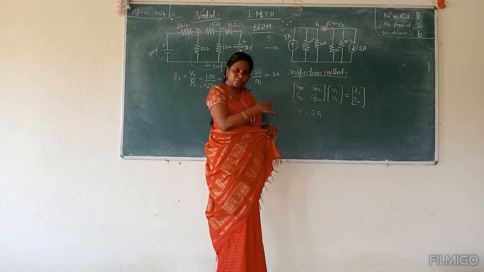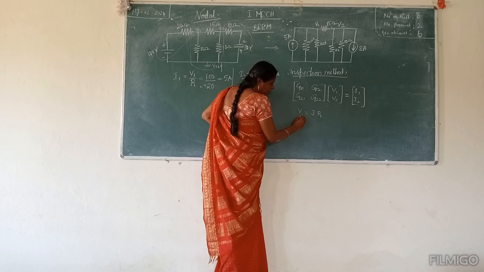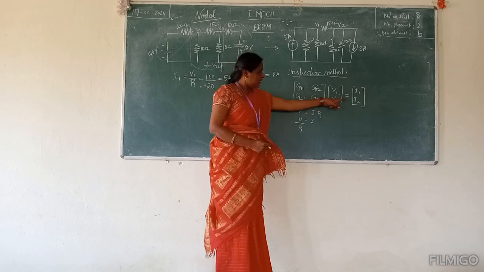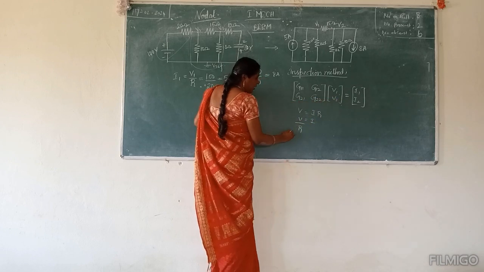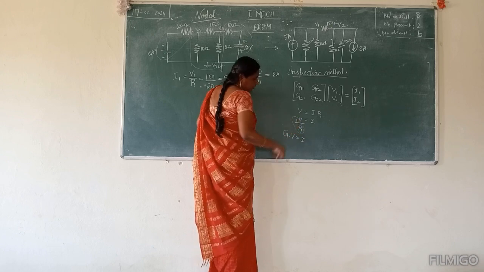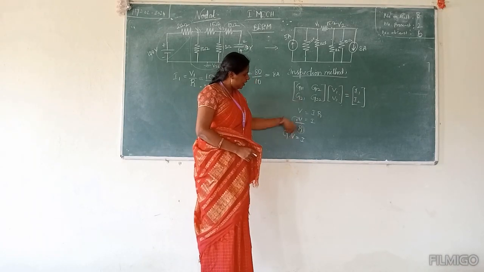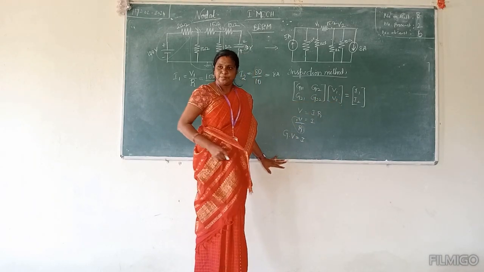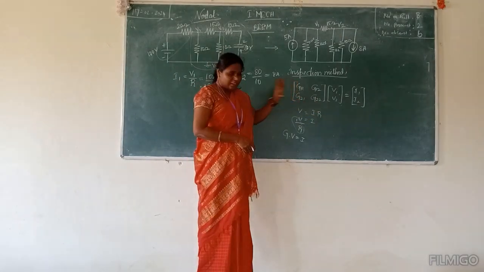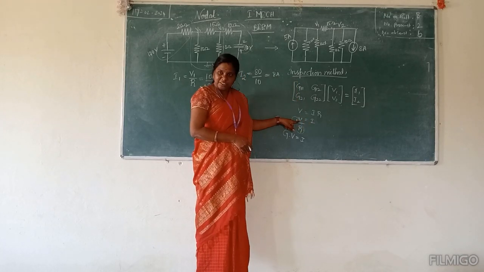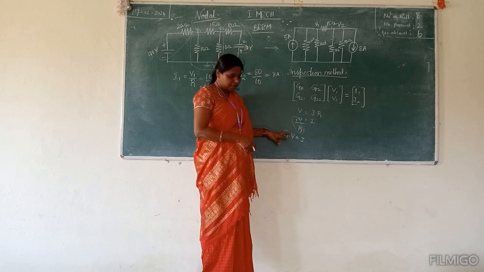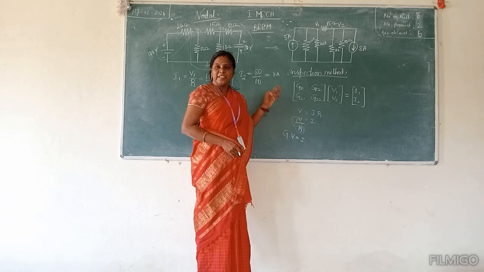Now voltage is unknown. We should rewrite this formula in such a way that I is equal to V by R. 1 by R is what? G. So G into V is equal to I. In mesh analysis, we used V is equal to I into R. Now it is nodal analysis. I have unknown voltage, current is known. Right? So I should rewrite I is equal to V by R, and 1 by R is what? Siemens.